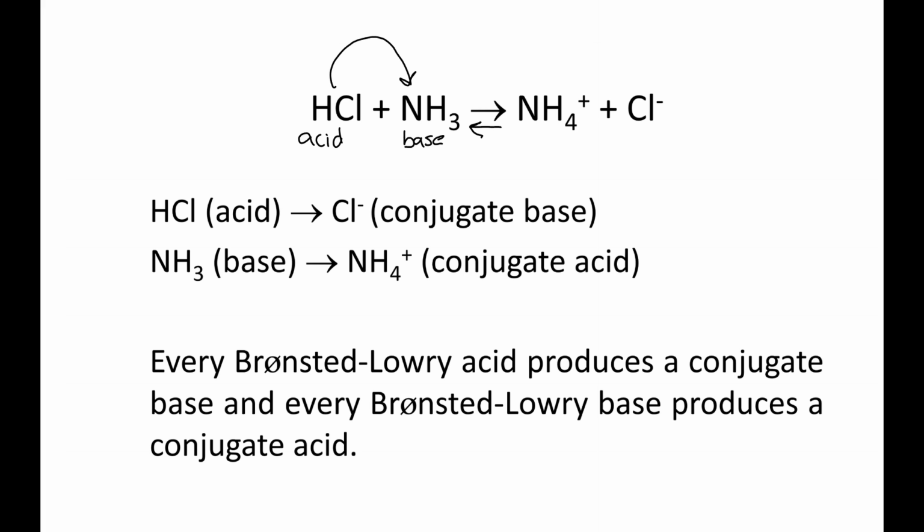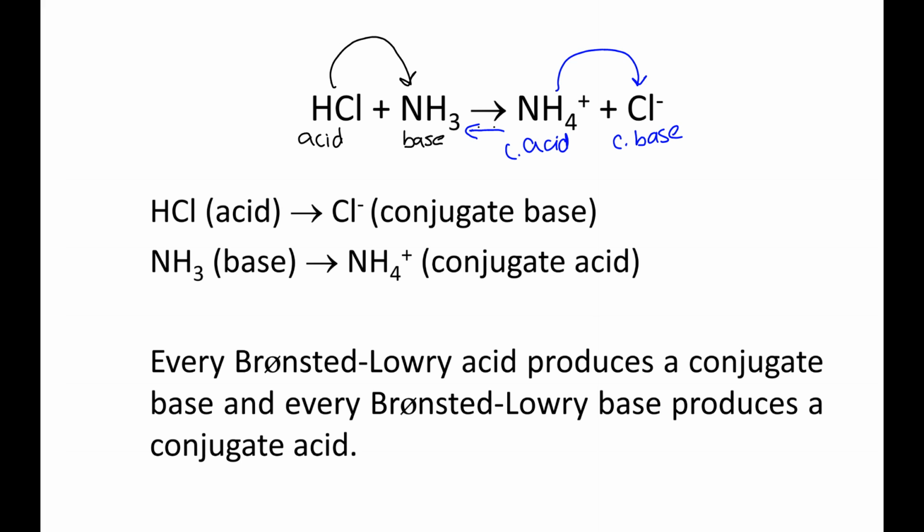So on the way back, when you're going from right to left, NH4 then gives it right back to hydrochloric acid. At this point in time, this becomes the acid, and this becomes the base. So at first, hydrochloric acid is the acid, and then Cl is the conjugate base, because on the reverse reaction, it really is a base. So NH3 is the base, but on the reverse trip, it's the acid, so it's called a conjugate acid.